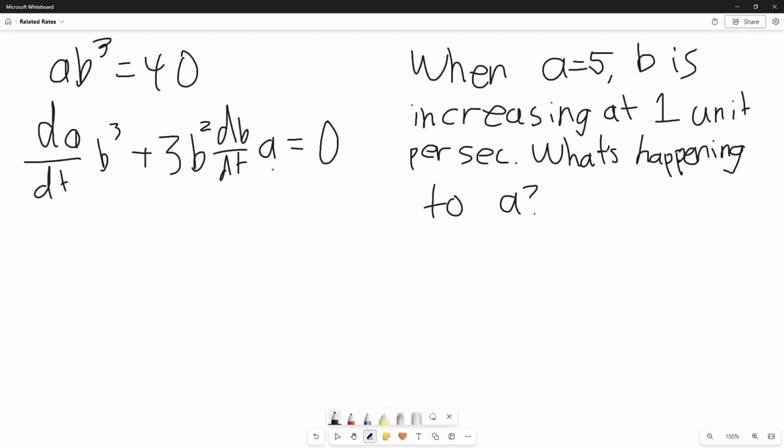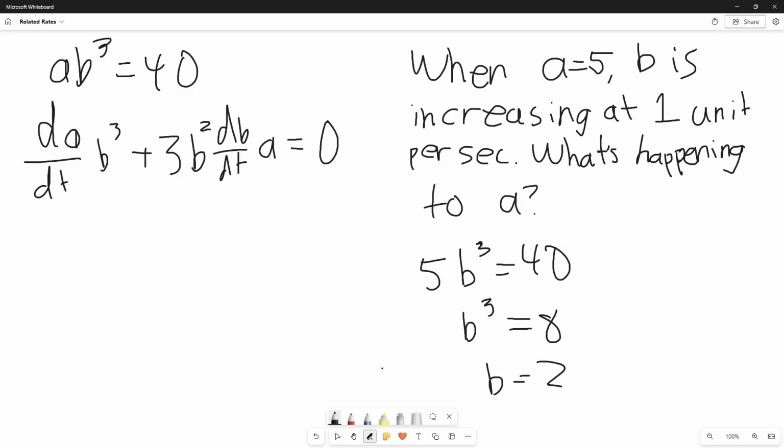And we're given a, and we're given db over dt. We are not given da over dt, or b cubed, or b squared, or just b. To find b, we can plug a into the original equation. So when a equals 5, it's 5 times b cubed is equal to 40, and we get b cubed is equal to 8, which means b is equal to 2.